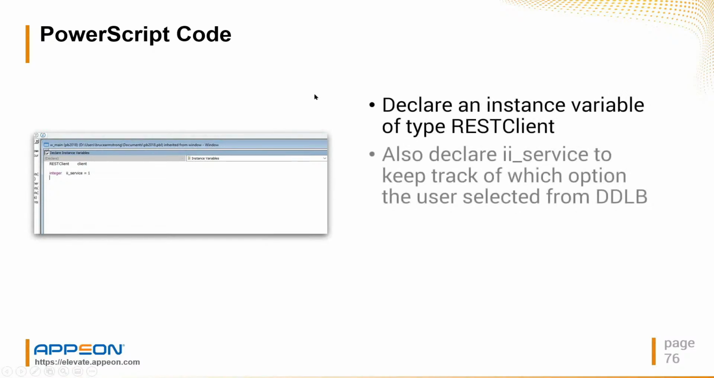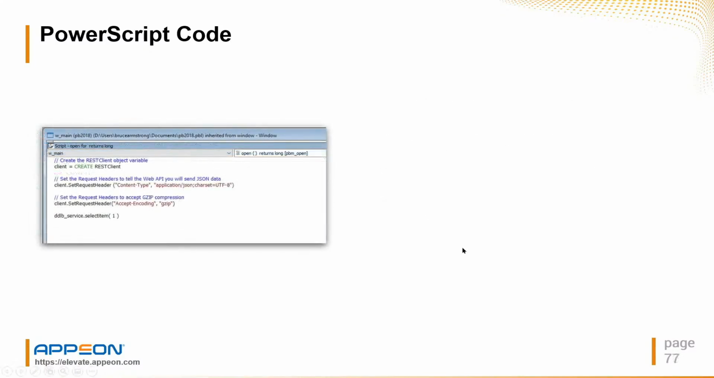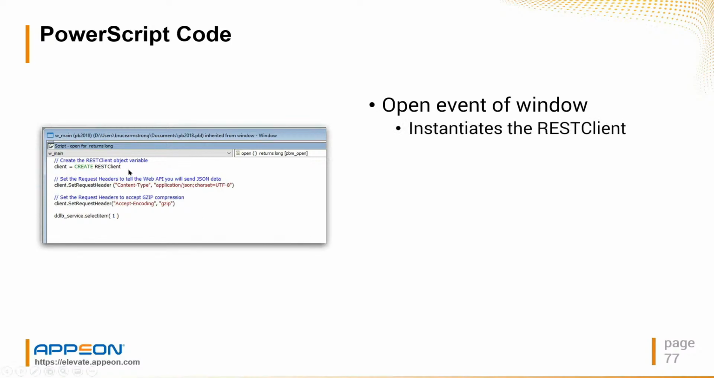So this is an instance variable in the window, which is the REST client that we're going to use to do our REST operations. And I have an instance variable that keeps track of what the user selected in the dropdown that toggles between the data store and the SQL model mapper. This is the open event in the window, so I just instantiate my REST client there. There's a couple headers that I'm going to set that I want to go on every call. Since we are sending the data as JSON, I'm setting the content type to JSON UTF-8, and I'm turning on gzip encoding.